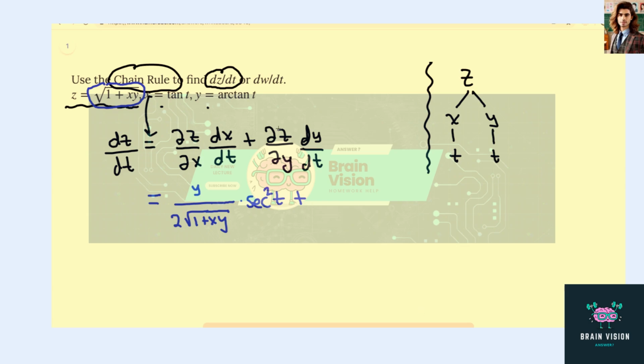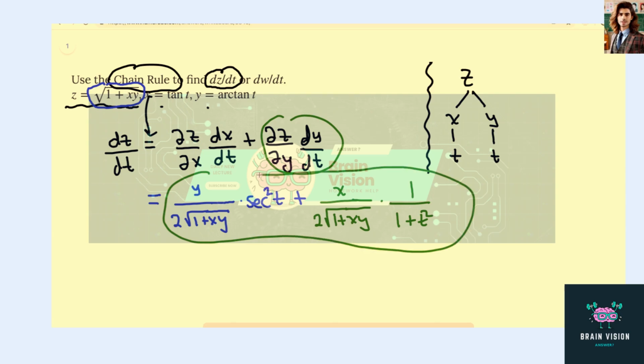And over here, let's maybe switch colors for this one in green. dz over dy. That'll be very similar to the first one we did, but this time we'll have an x in the top. And then dy dt, derivative of arctan, recall that's 1 over 1 plus t squared. So we've used the chain rule, and that's our final answer.